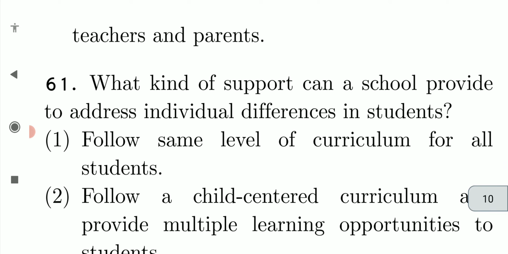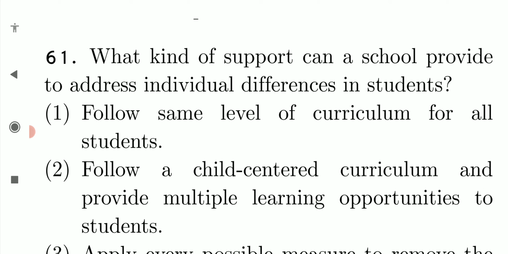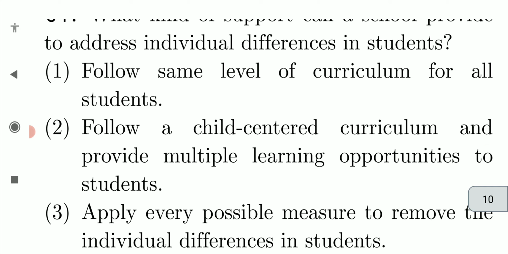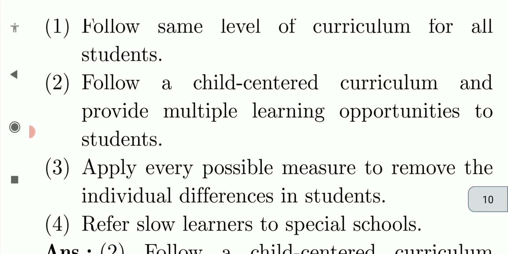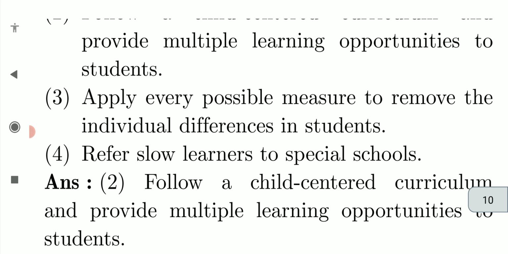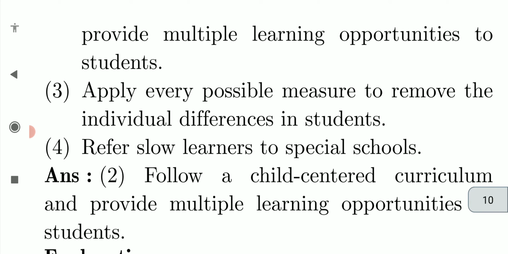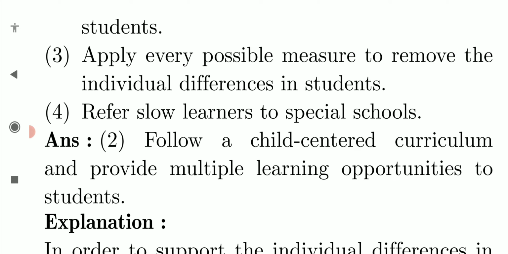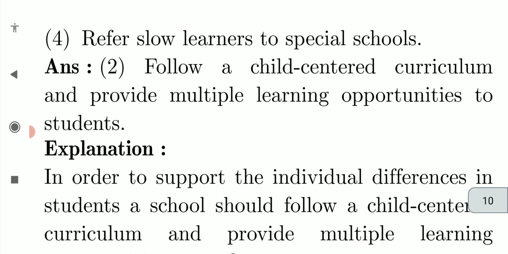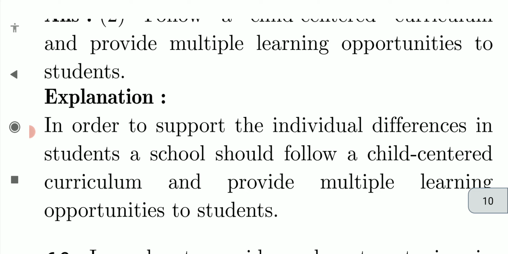Understood? Then what kind of support can a school provide to address individual difference in the school? Follow same level of curriculum, follow child-centered curriculum, provide multiple learning opportunities to students, apply every possible measure to remove the individual difference, refer slow learners to special children. So follow a child-centered curriculum to provide multiple learning opportunities.